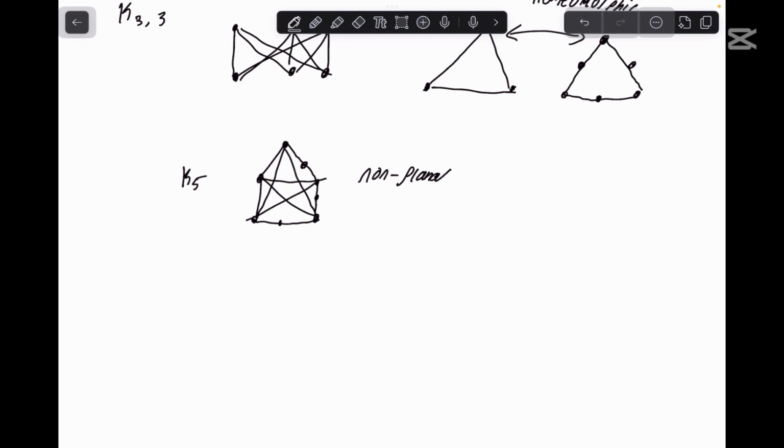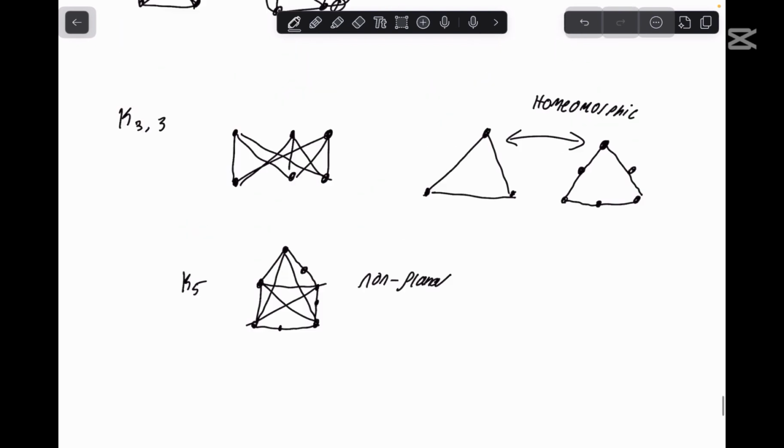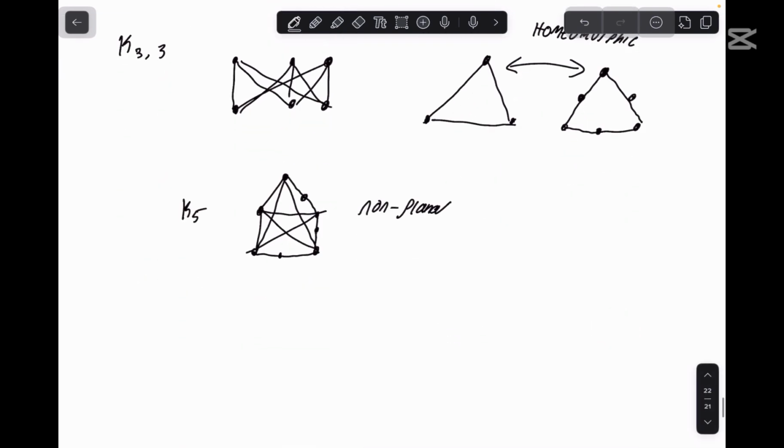The basic premise of the Kuratowski theorem is that a graph is non-planar if and only if it contains a subgraph that is a subdivision of the complete graph on 5 vertices or the complete bipartite graph with 2 groups of 3 vertices. Now, I'll go through some examples.